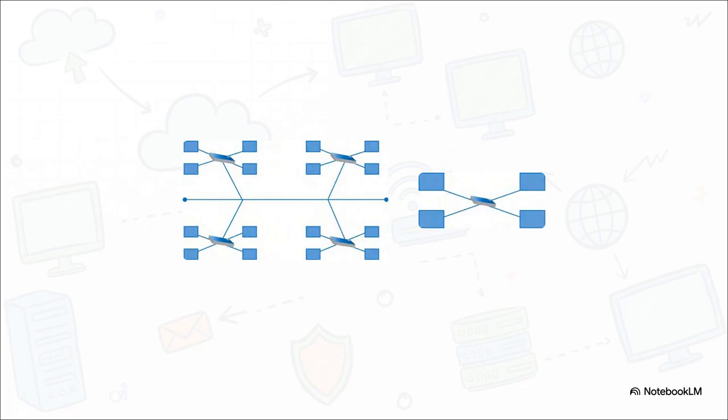On the left, you've got the bus topology. It's simple. Every device just connects to one main cable. But it has one big weakness. If that main cable breaks, the whole network goes down. On the right is the star topology, where every device gets its own line to a central point, like a switch. This is way more robust because if one cable breaks, everyone else stays online.